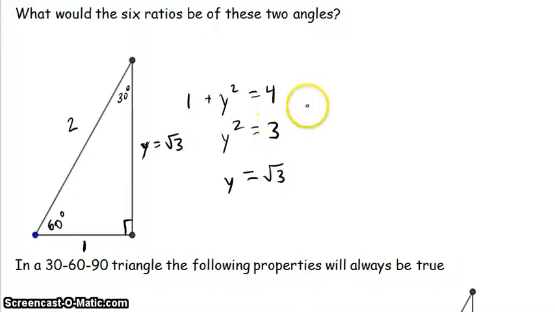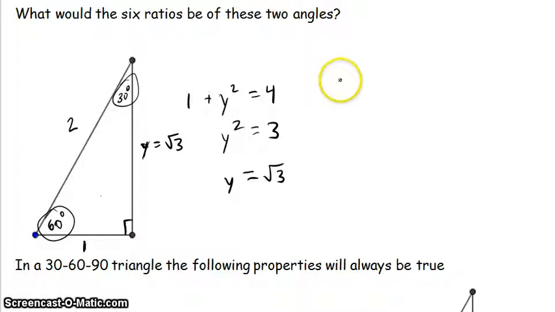So now I have the three sides, so I can say exactly what the 6 ratios are for both a 60 degree angle and a 30 degree angle. Again, I could have made this 4, 10, or 50. It doesn't matter, because in ratios everything's proportional. So I use the smallest number possible to make this very simple for us.